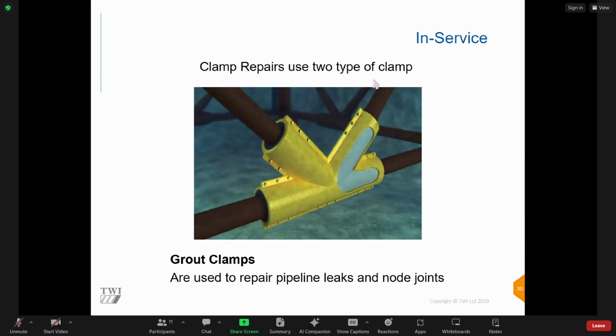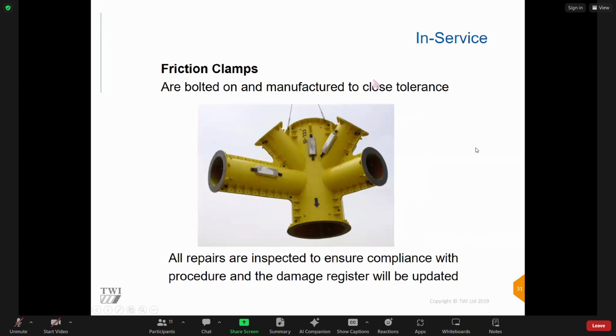And then clamp repairs. So we've got two types of clamp repairs, a grout clamp or a friction clamp. So, grout clamp: as you can see, two half shells are placed over the repair site. They're quite loosely fitting, and then grout is pumped into the annulus there to effectively form the repair. And then friction clamps.